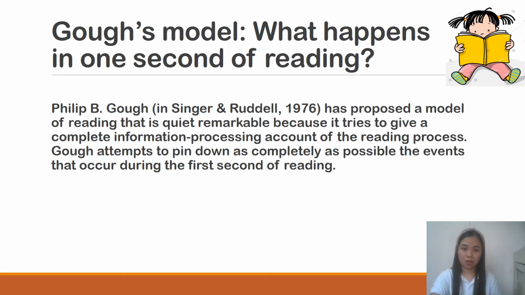Gough's model: what happens in 1 second of reading? Philip B. Gough, in Singer and Ruddell, 1976, has proposed a model of reading that is quite remarkable because it tries to give a complete information processing account of the reading process. Gough attempts to pin down as completely as possible the events that occur during the first second of reading.